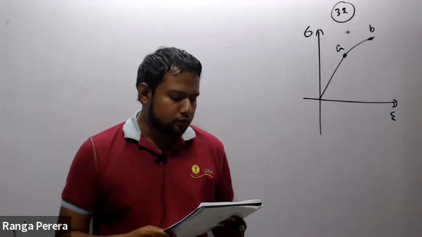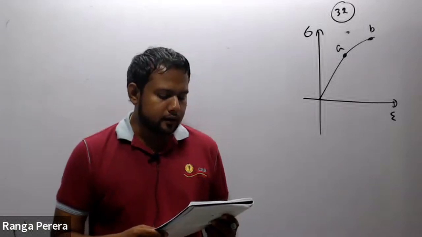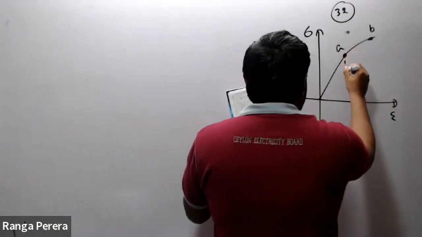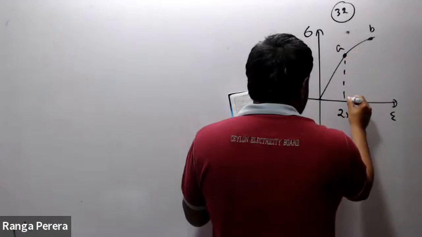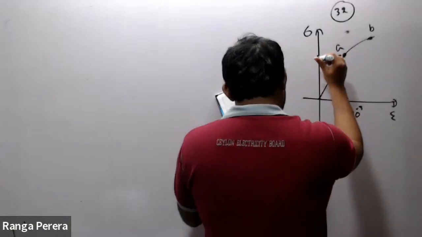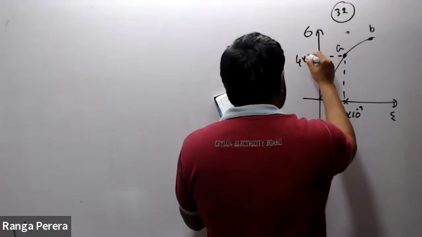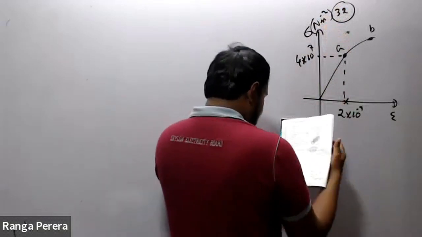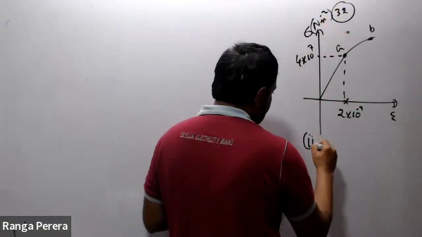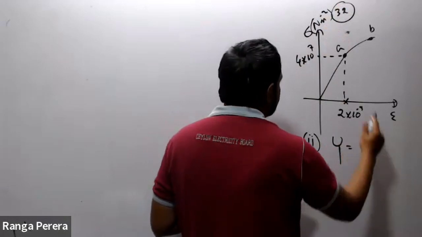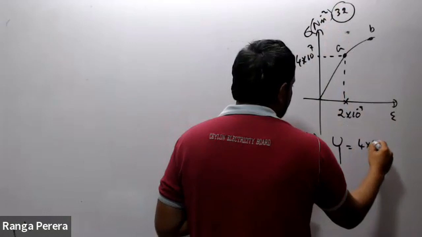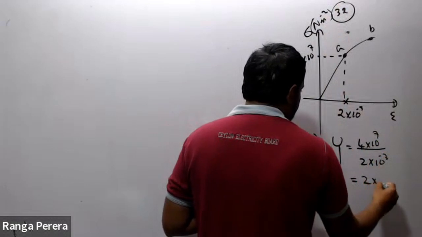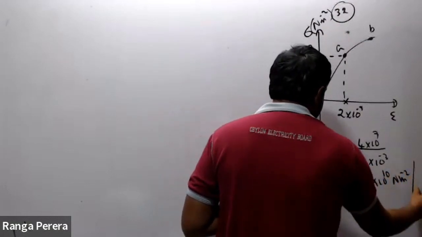What is the energy stored per unit volume when the strain in the material is 2 × 10^-3? I would put the values here. It is given as 2 × 10^-3. Here it is 4 × 10^7 newton per meter squared. So Young's modulus can be calculated from the graph, from the gradient. This value divided by that: 4 × 10^7 divided by 2 × 10^-3. So 2 × 10^10 newton per meter squared is the Young's modulus.